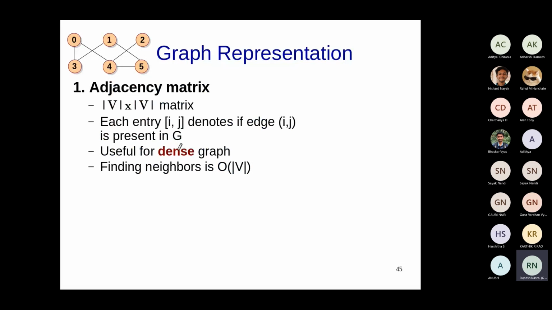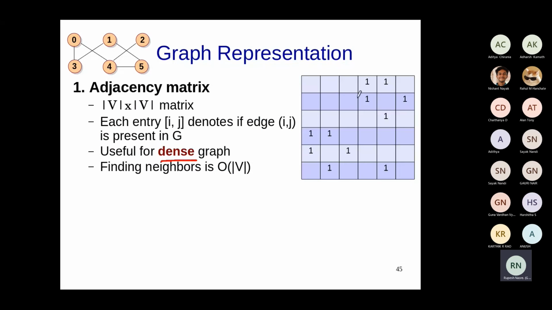Adjacency matrix is a dense representation, n cross n, which looks like this. For this graph example, I'm showing the adjacency matrix representation here. A particular entry is one if the ith vertex is connected to the jth vertex. This is an undirected graph, so it is going to be a symmetric matrix. And this becomes a very nice representation. But importantly, finding the neighbors of a vertex is going to take the whole row. I need to go over the whole row to figure out what all ones exist, and those are going to be the neighbors of that particular node.